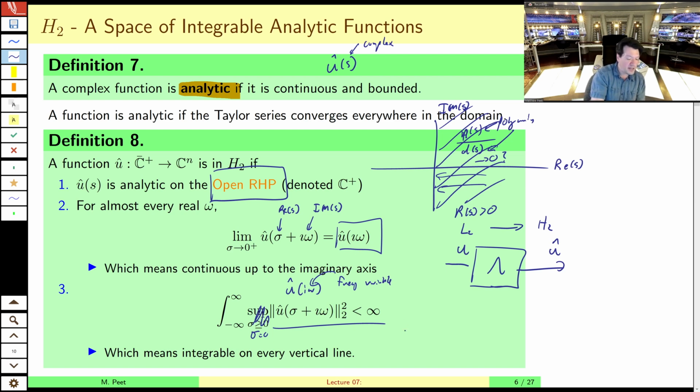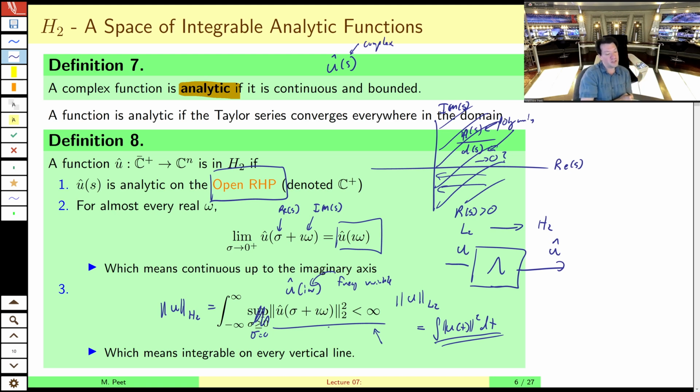So this has some similarity, and this is where the similarity is most obvious, to the L2 norm. This is the H2 norm. It has some similarity to the L2 norm, because remember that was the square integral in the time domain, and so this is similar to that. It's the square integral in the frequency variable. So L2 is the square integral in the time domain, and undergoing the Laplace transform, the square integral in the frequency domain. So integral on the imaginary axis.